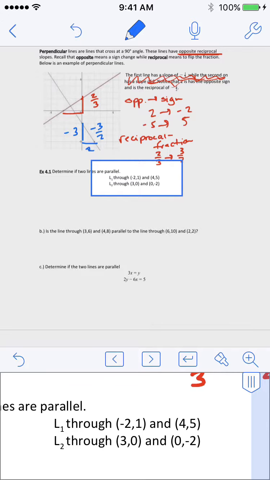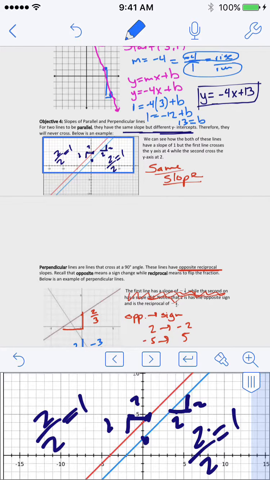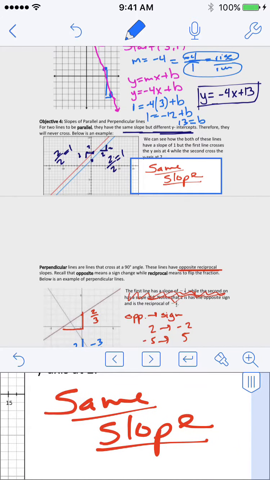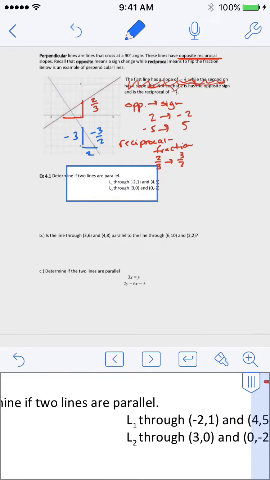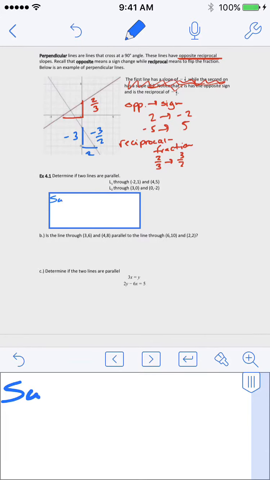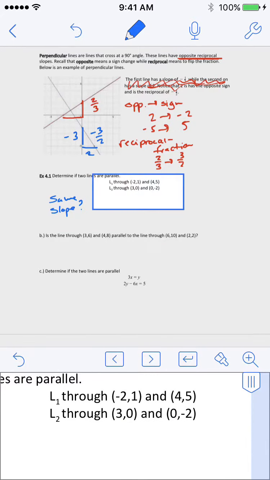Very interesting. What do we know about parallel lines? Well, we know that they never cross, right? And we know that they have the same slope. So it looks like we're going to have to check to see if these two lines, line 1 and line 2, have the same slope. That's the question, right? Do they have the same slope? Well, they don't tell me the slopes. They tell me points. But if you remember back from the last section, how can I use 2 points to find a slope? What can I do?